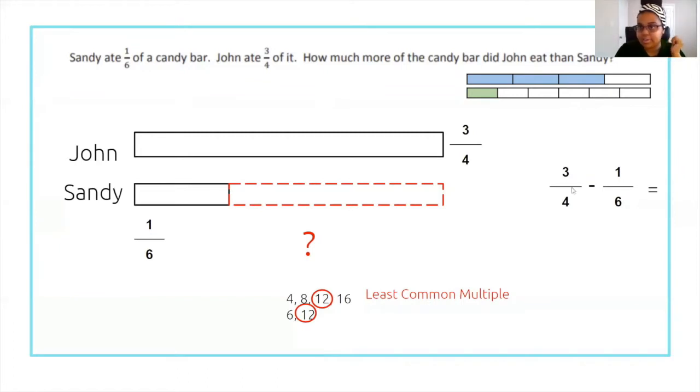So I now need to take 3/4 and multiply my denominator by what, so that it can have a denominator of 12. 4 times what would give me 12? If you said 3, you're right. 4 times 3 would give me 12. And whatever I do to the bottom, my denominator, I have to do to the top, my numerator. So 4 times 3 is 12. 3 times 3 is 9. So I now know that 3/4 is equivalent to 9/12.